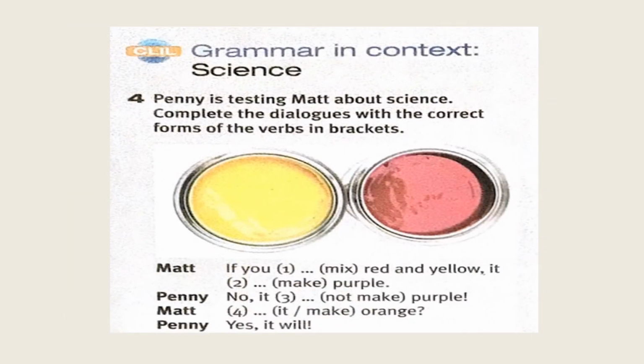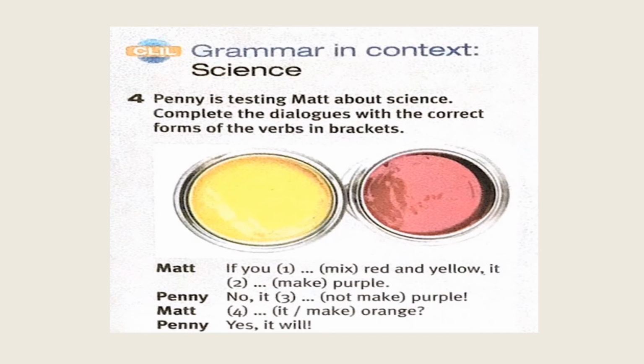Question 4. Penny is testing Matt about science. Complete the dialogues with the correct forms of the verbs in brackets. Penny sedang menguji Matt tentang sains. Lengkapkan dialog di bawah dengan menggunakan bentuk kata kerja yang betul. Matt, if you want to mix red and yellow, it 2 make purple.